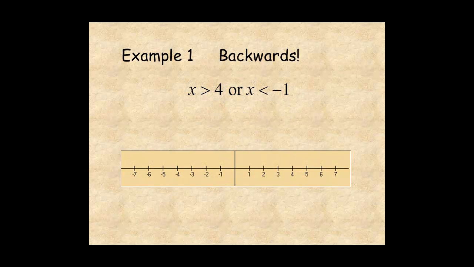For example 1, this solution is written backwards because the greater than inequality is written first. If you flip it around, you have a good statement. All the numbers less than -1 or greater than 4.